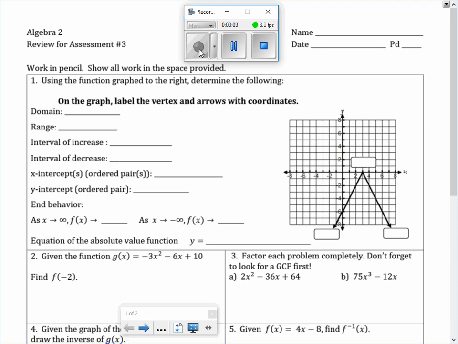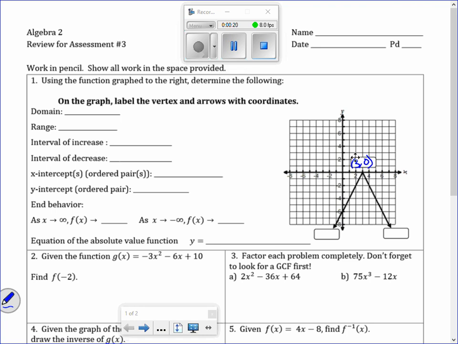All right, so I'm going to go over the solutions to the review for your assessment number 3 for Algebra 2. All right, so here we go. First thing you're asked to do on number 1 is to label the vertex and the arrows with coordinates. So the vertex obviously over here at (3, 0).